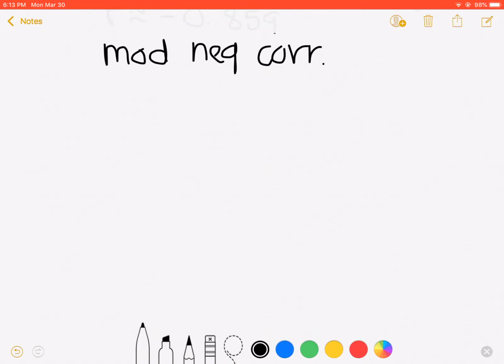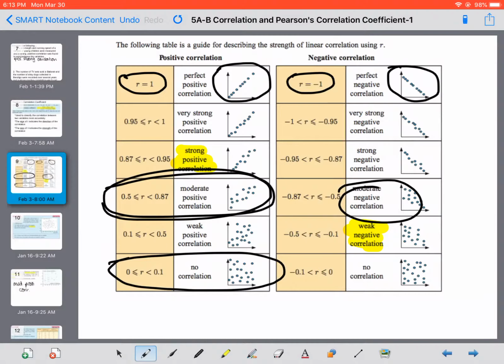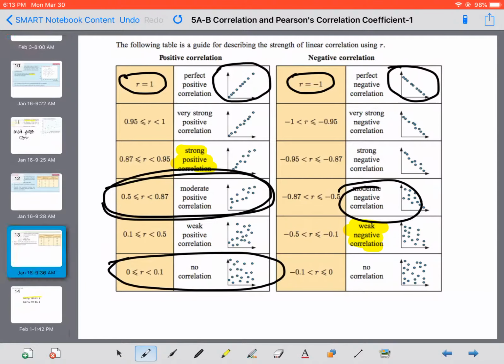Okay, so let's look at another problem here. So our next problem, we have teachers asking 5 students how much time they spent preparing for their speech, and then you can see the grades that they received.